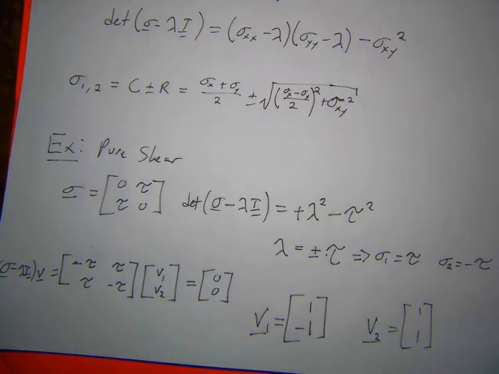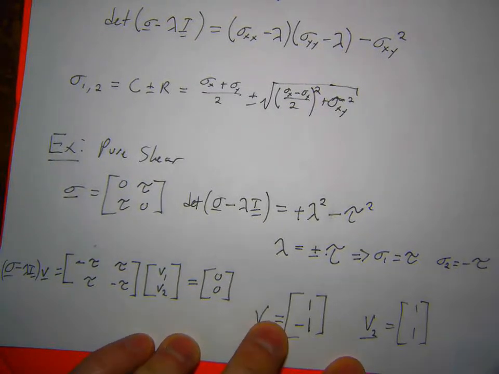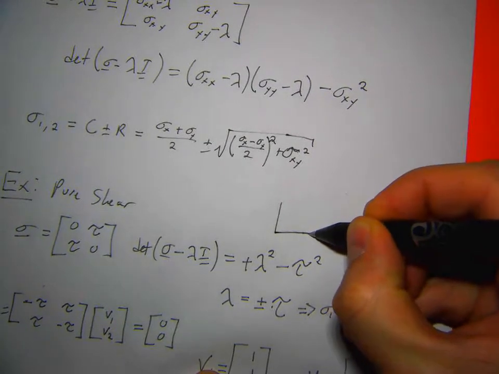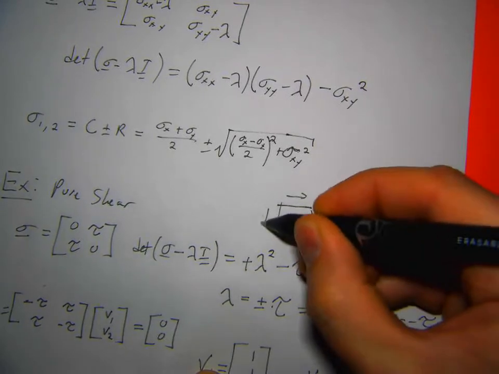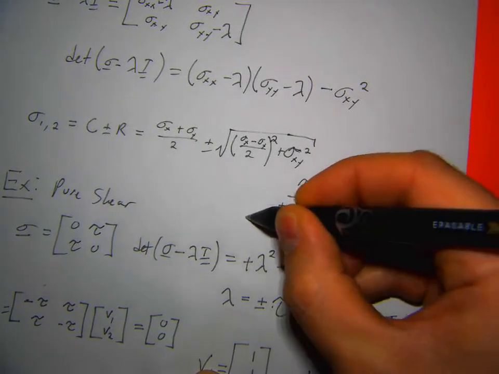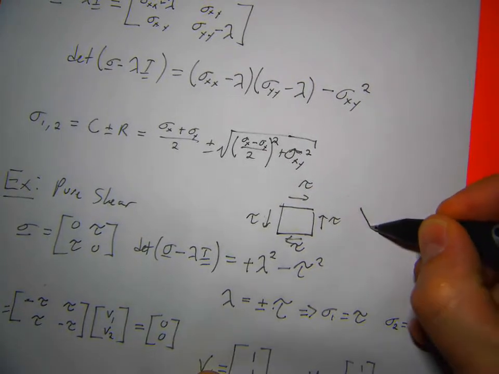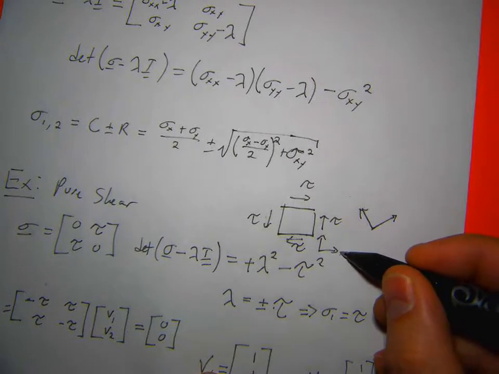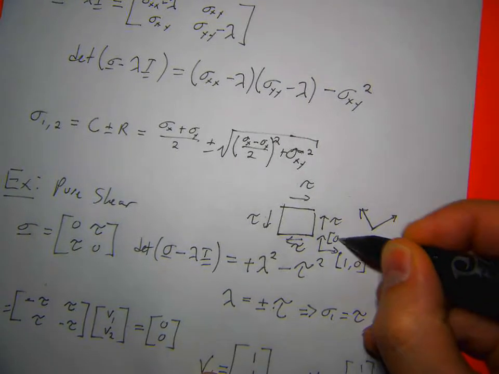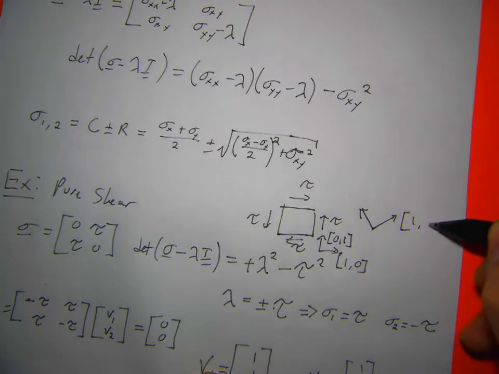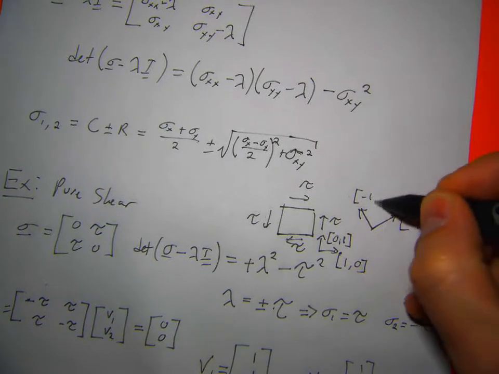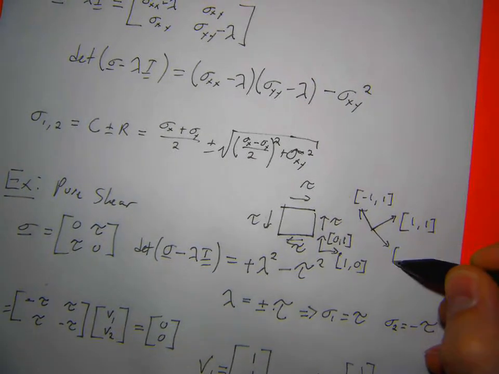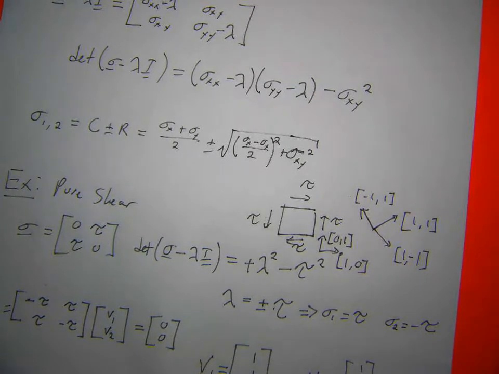So just to clarify, the V1 and V2 are the directions of the principal stresses relative to the starting position. Yes. So now we had that same tau, pure shear on a body, and I'm going to say my principal stresses are oriented relative to my original coordinates. So if this is 1, 0, and this is 0, 1, now this is my 1, 1, and this is my minus 1, 1, or 1, minus 1, either way. And so this would be that.